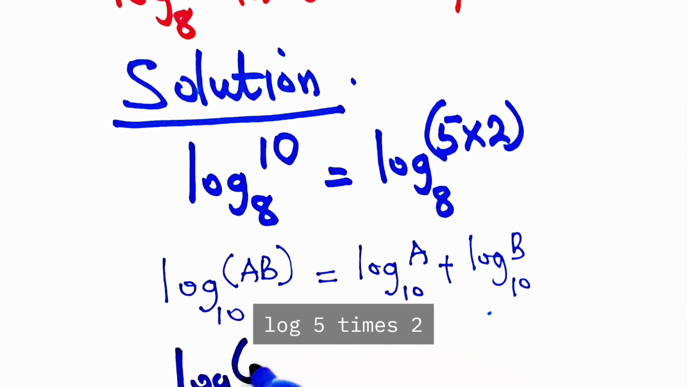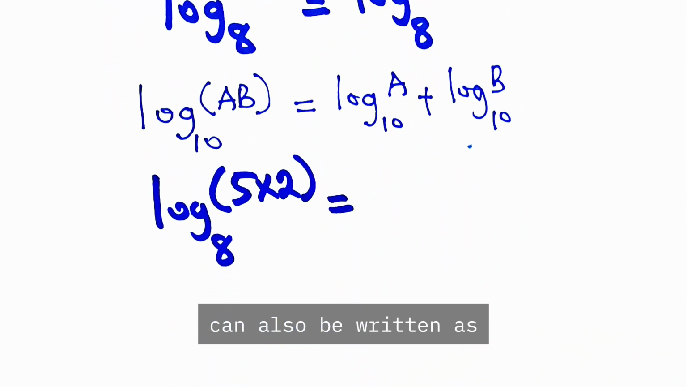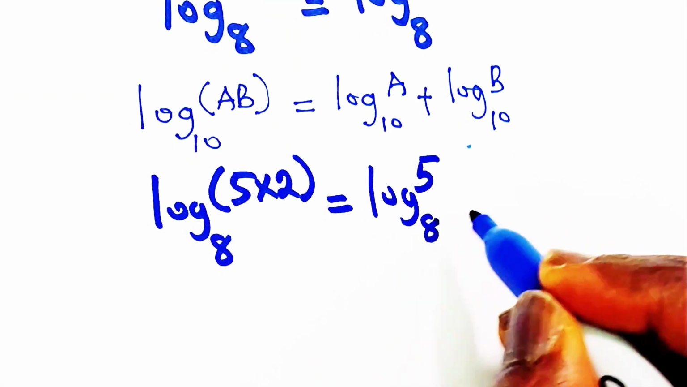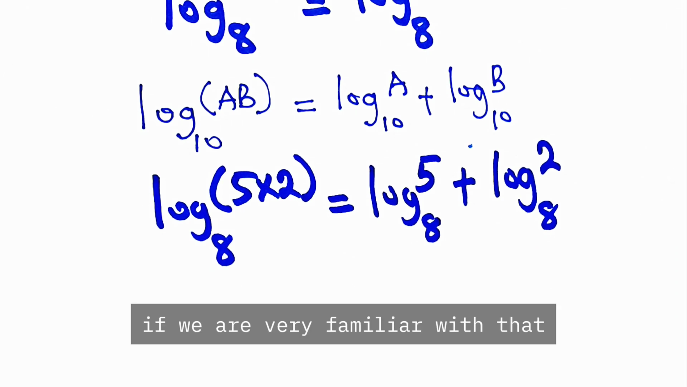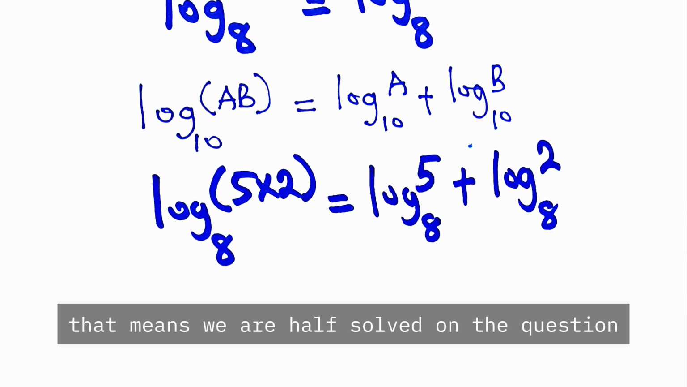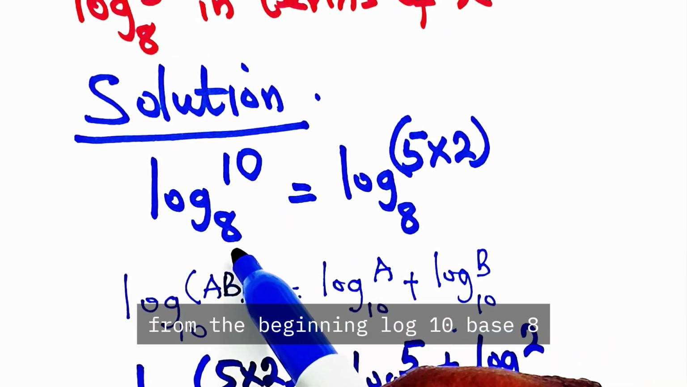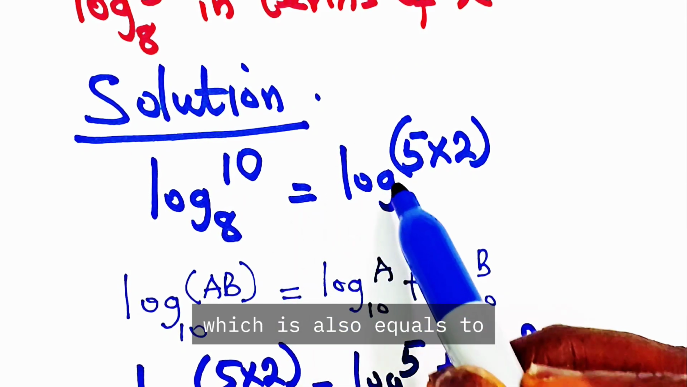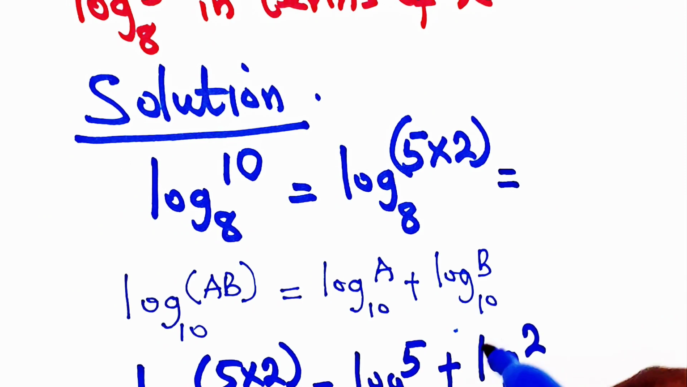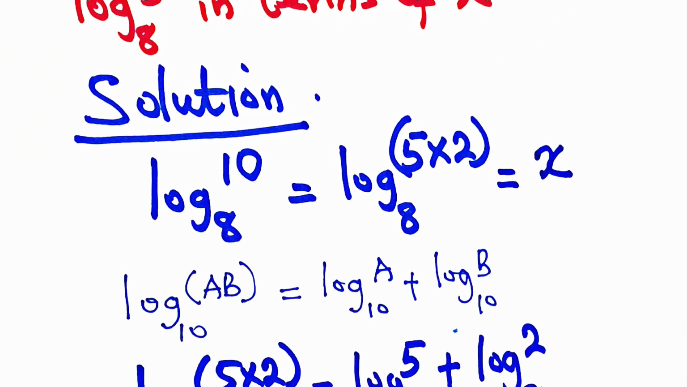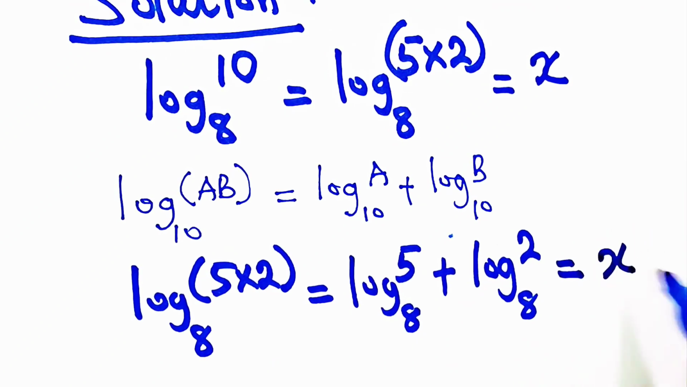Log of 5 times 2 base 8 can also be rewritten as log 5 base 8 plus log 2 base 8. If we are very familiar with that, we are half solved on the question. And we also know that from the beginning, log 10 base 8, which is also equal to log of 5 times 2 base 8, is equal to x.